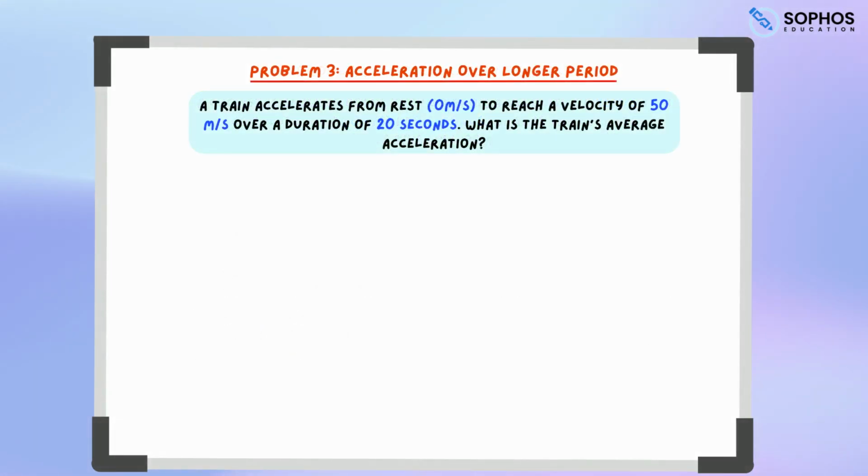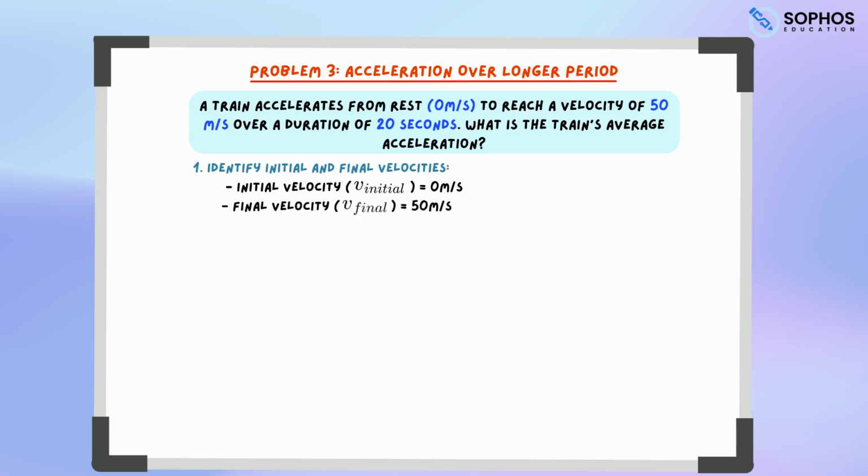A train accelerates from rest, 0 meters per second, to reach a velocity of 50 meters per second over a duration of 20 seconds. What is the train's average acceleration? Once again, we identify the initial and final velocities. The initial velocity is 0 meters per second, and the final velocity is 50 meters per second.